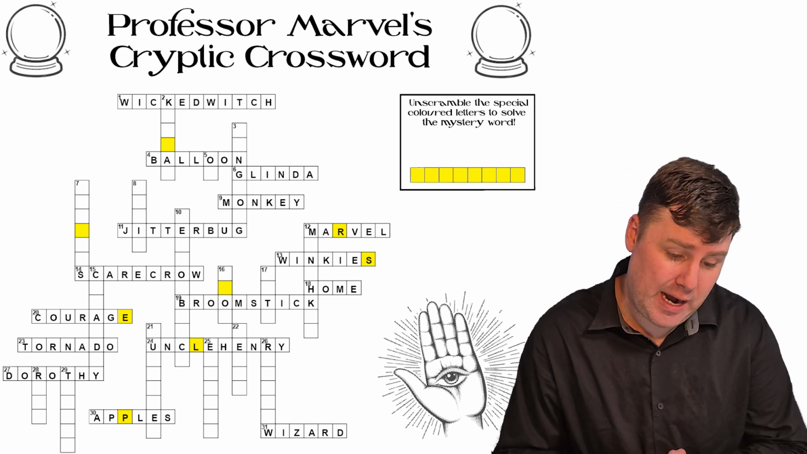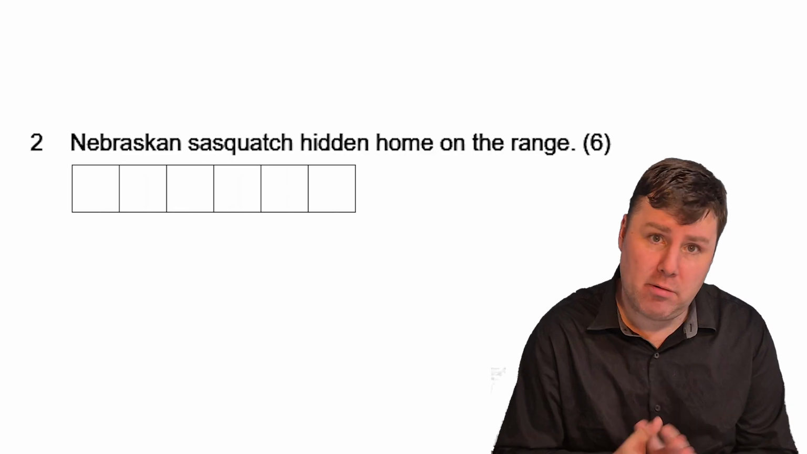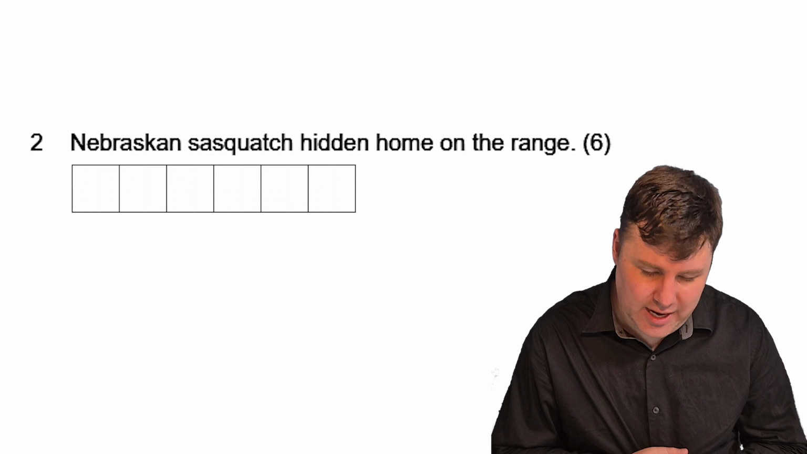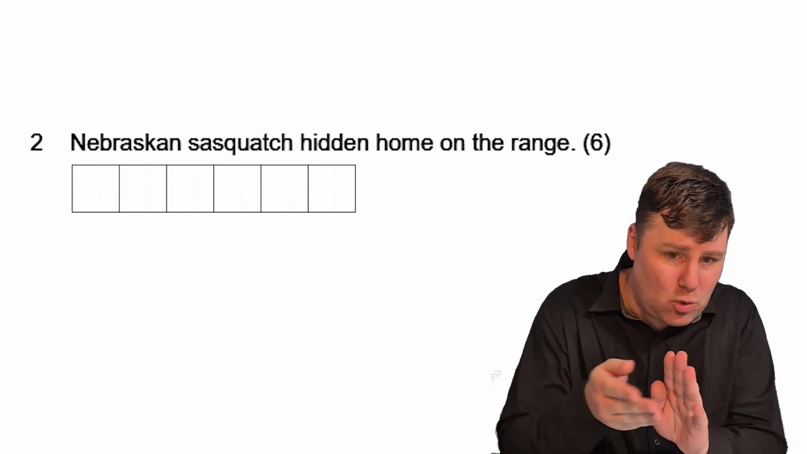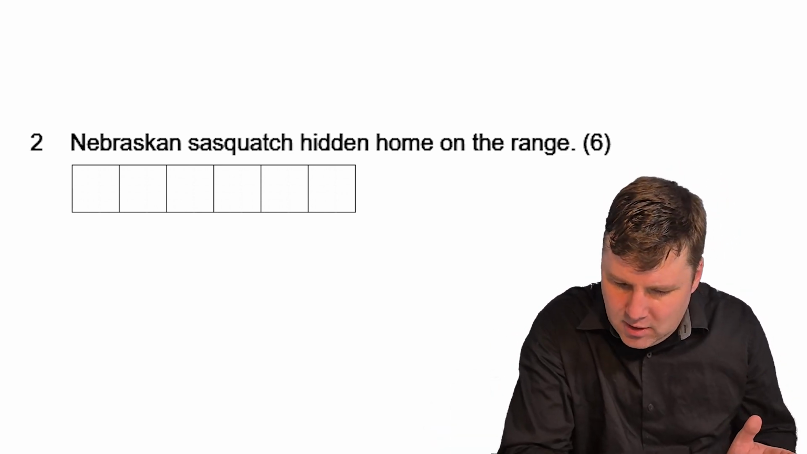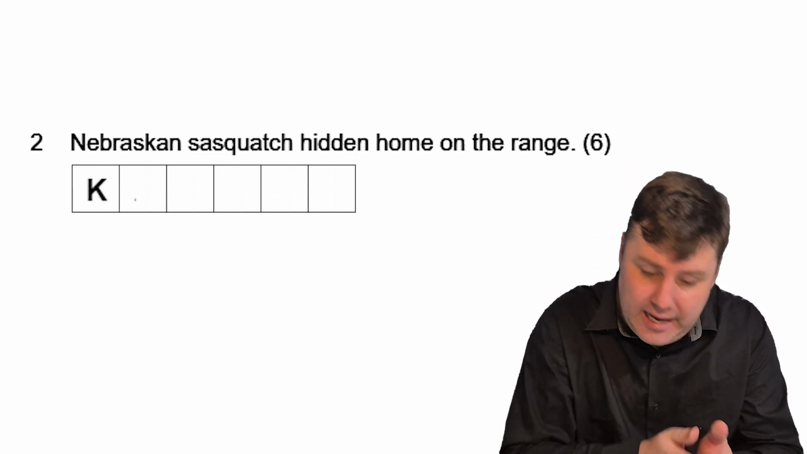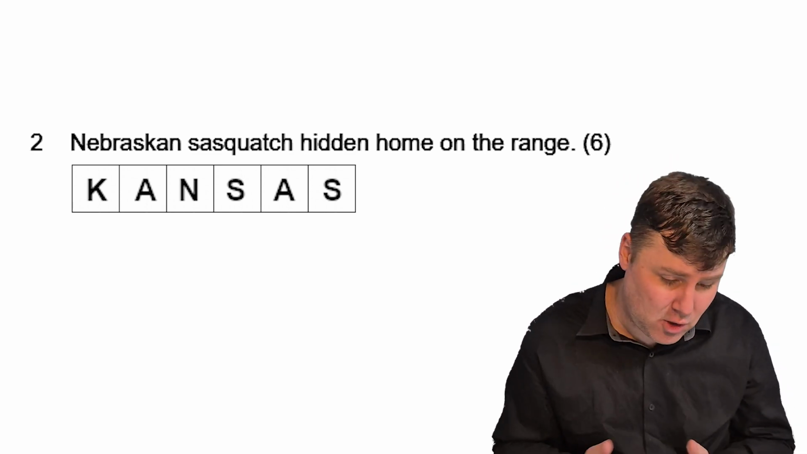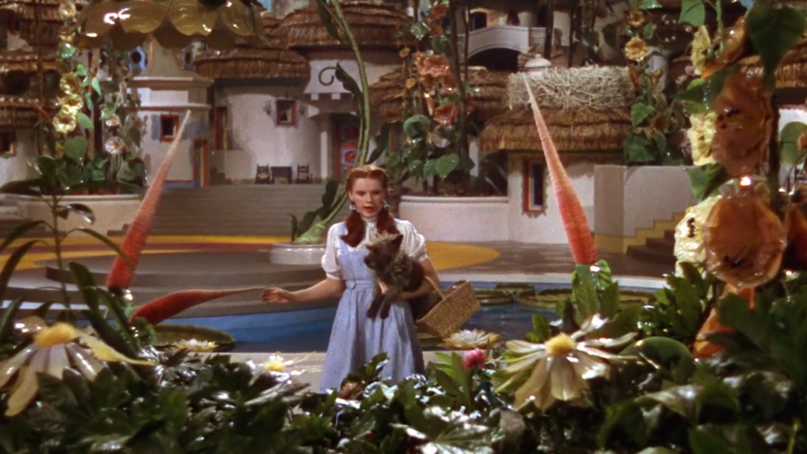Alrighty, we're moving on to our down clues now. We'll start with number 2 down, which is "Nebraskan Sasquatch, hidden home on the range." Now, anytime you see hidden or concealed, usually the letters will be squashed or stretched across a few other words in the clue. So if we read closely along Nebraskan Sasquatch, you'll see hidden in the letters there is Kansas, which fits the 6 letters of our answer. Home on the Range is, of course, a famous old country song from Kansas. I have a feeling we're not in Kansas anymore.